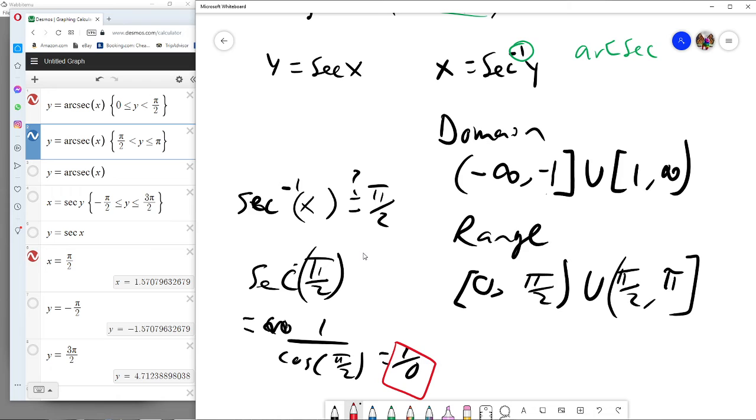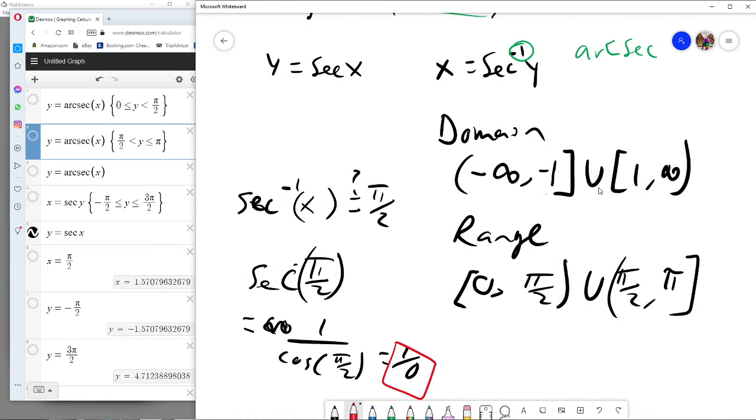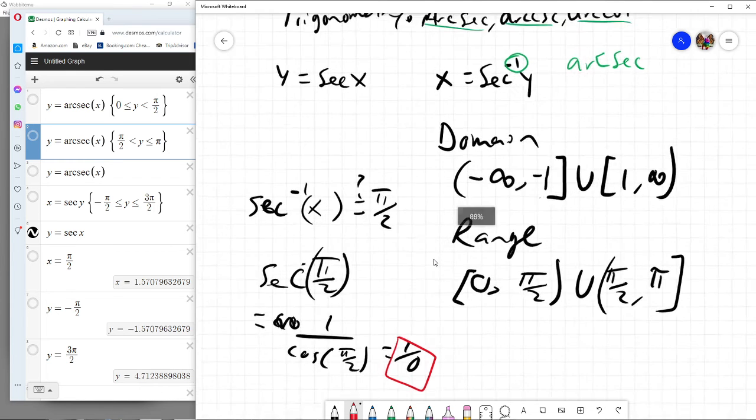The domain for arcsecant has to be all the valid y values, the range of secant. When we think about secant, we saw those nice u's. These include all values except what's in between 1 and -1, which is why for our domain here, we have to exclude those values between -1 and 1. So that is arcsecant.